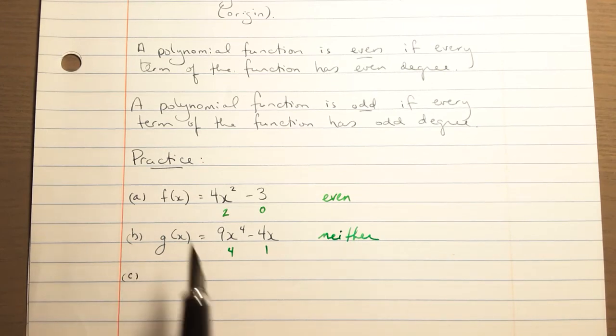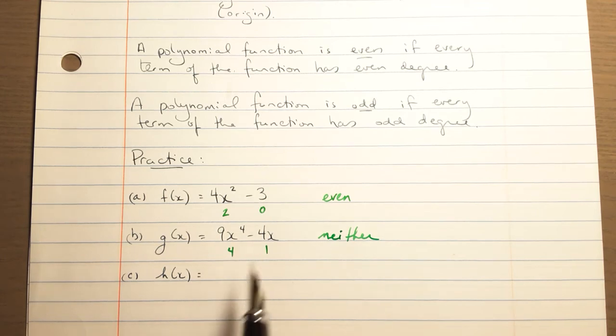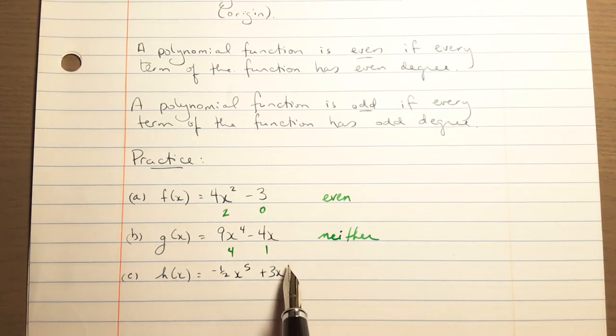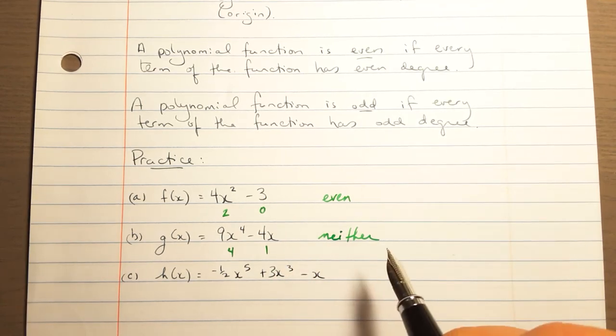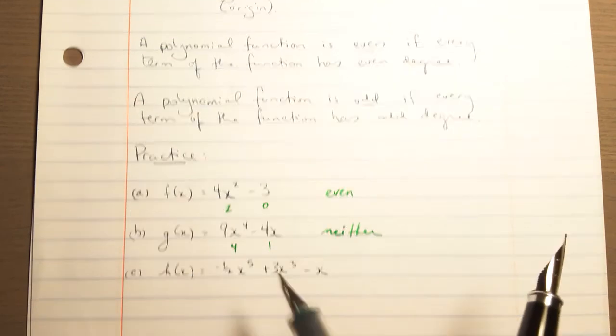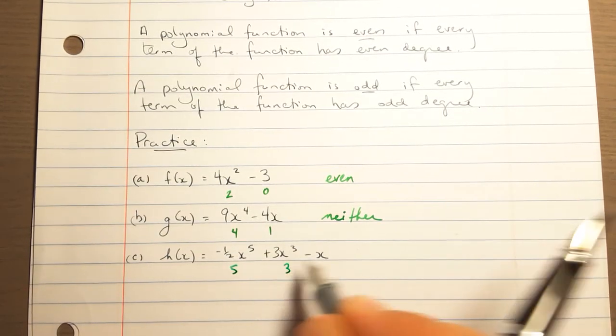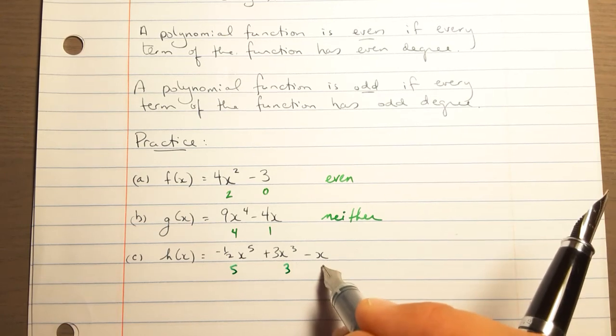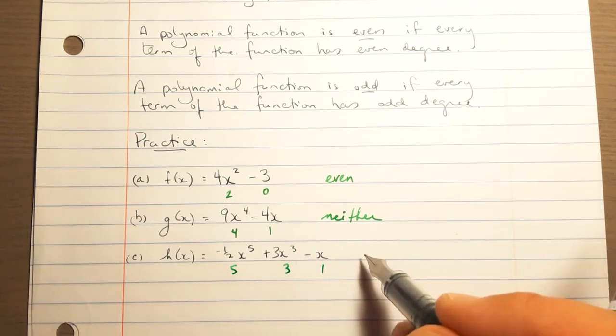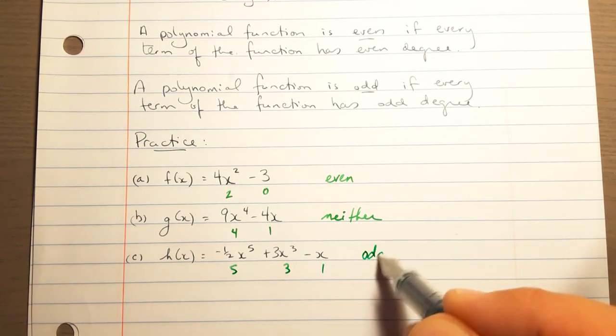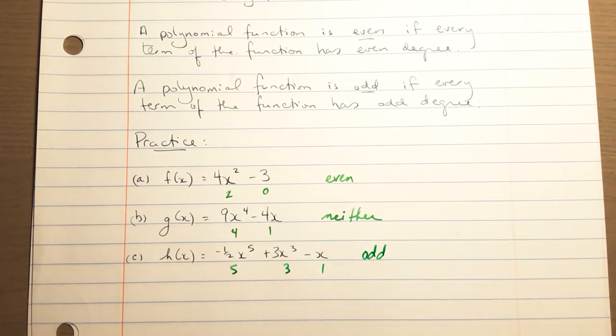Let's try another one. H of x is next. Negative 1/2 x to the 5th plus 3x cubed minus x. Okay, degree 5, degree 3, and this one is not listed here because it's degree 1, which means that we here have an odd function. Those are all odd numbers.